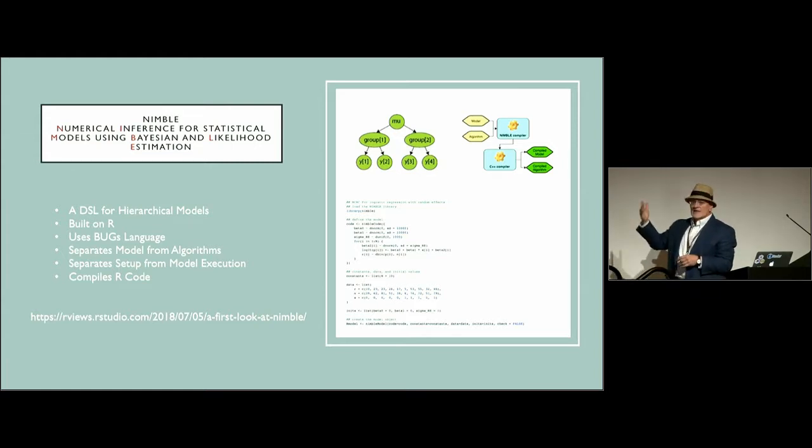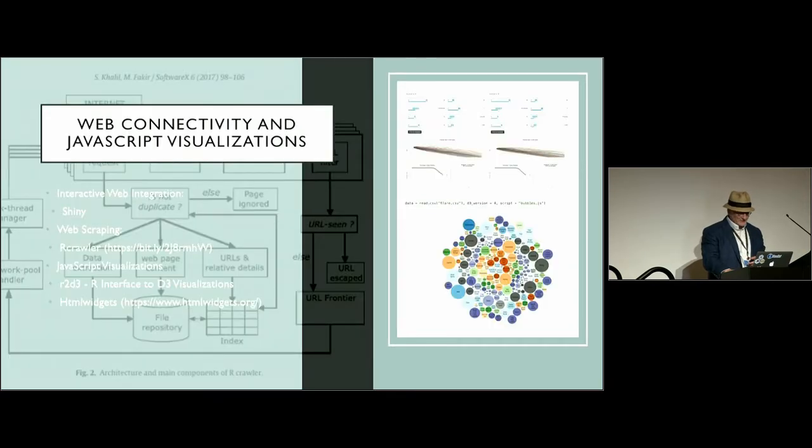The other thing is it separates the setup of the model from the execution, and it allows you to compile R code. So now you can generate compiled R code, which could be production level code, in almost any area. And again, I'm showing here a simple kind of model, but there's a more complicated example in my repo.